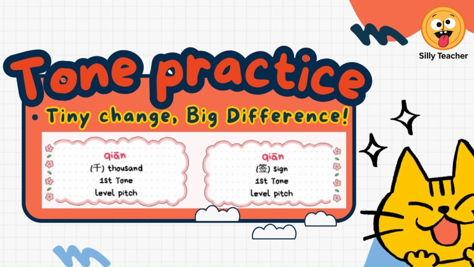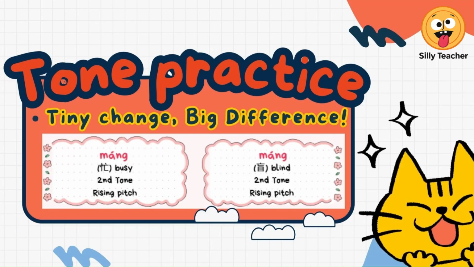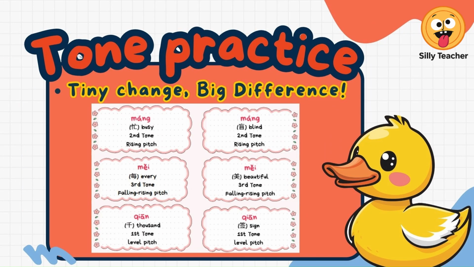Let's look at another sound. Mang. And I have chosen tone number 2. Mang. Now, the sound mang can actually mean busy or blind. Alright? So now if you notice, these three examples that I've given you, the sound is the same, the tone is the same, but the meaning is different.